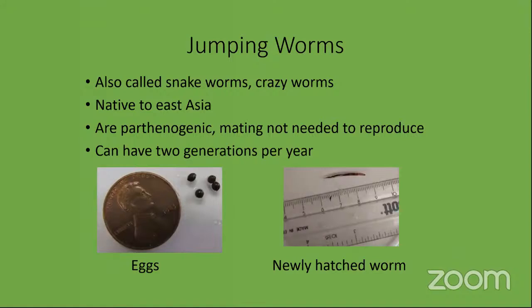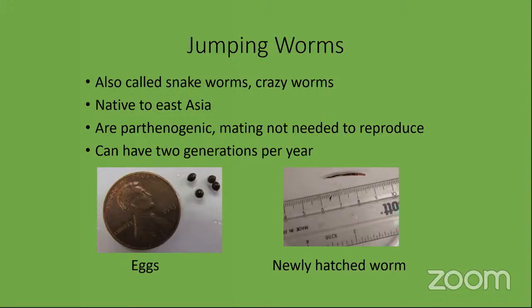Some people also call these jumping worms or crazy worms. They come from East Asia. They are parthenogenic, which means they do not need a male and a female to reproduce. One worm can reproduce by itself. They can have 2 generations per year.